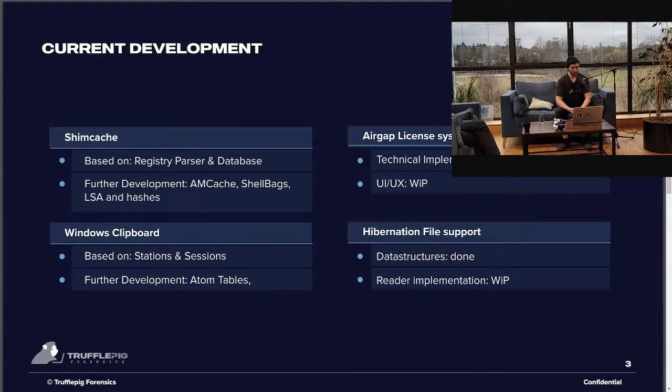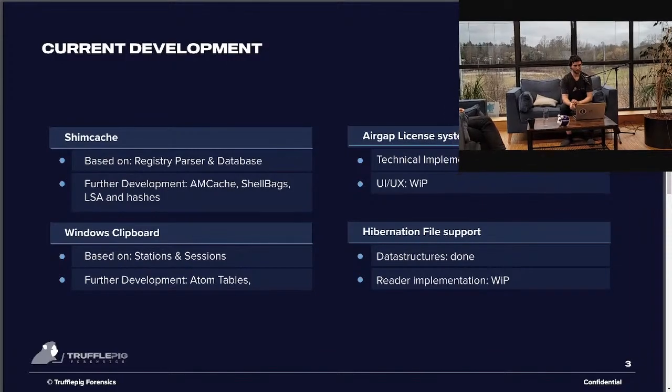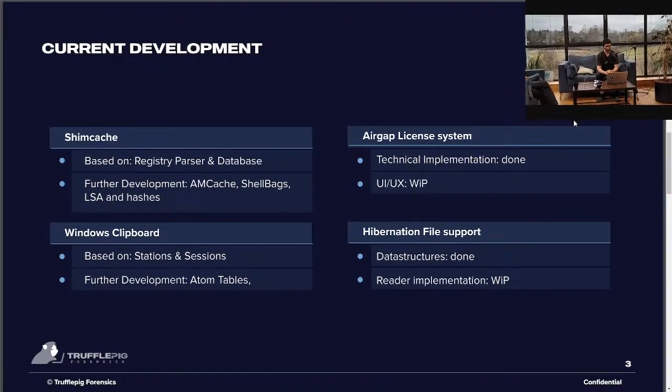So yeah, right now we are working on like 4, I would say, major things. One is, you can summarize one with shim cache, which is the main feature that we will bring in the 1.2.